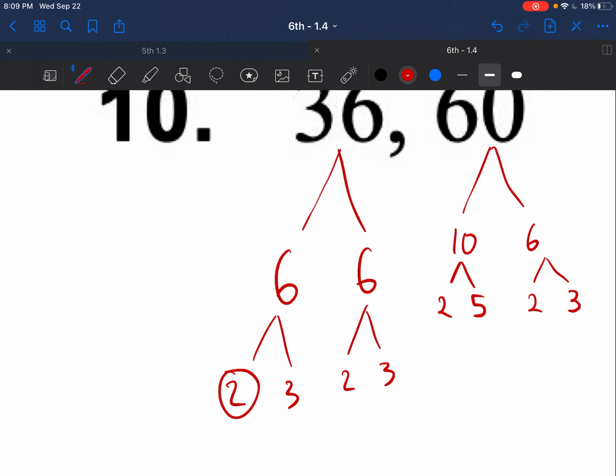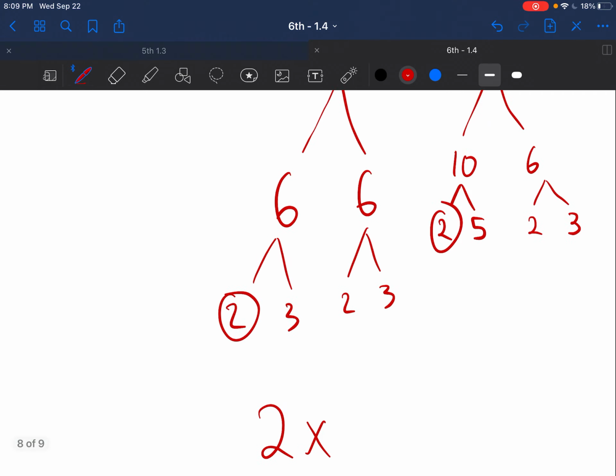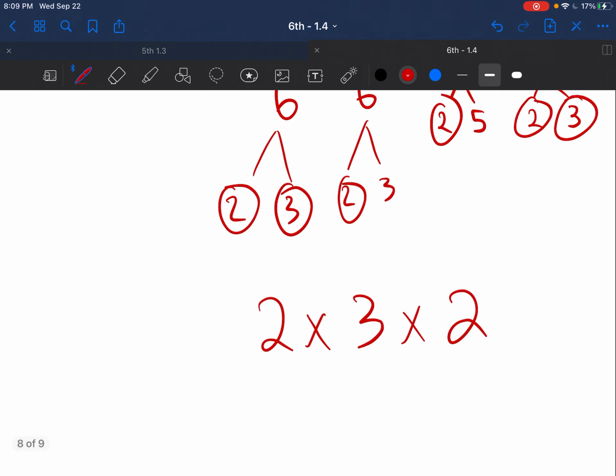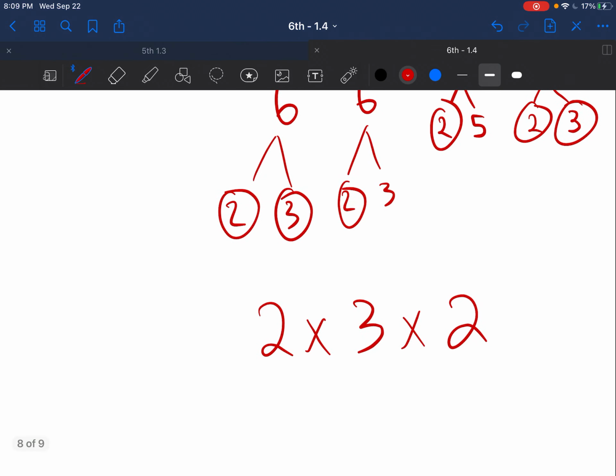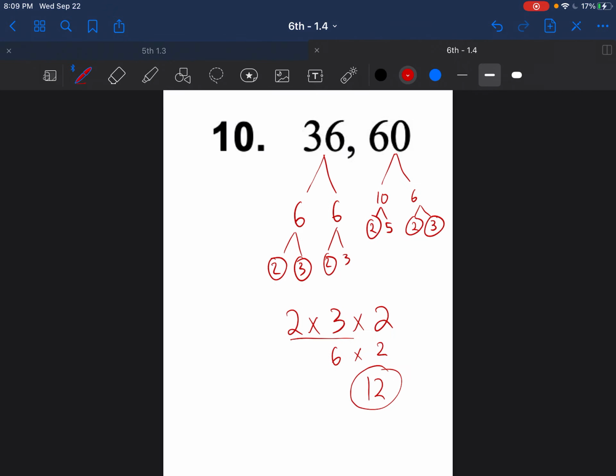There's a 1, 2 over here, 1, 2 over here. So we're going to do our first one. It's 2 times. We have a 3 over here. We have a 3 over here. That's times 3. Let's see if there's one more. There's a 2 over here, and then there's a 2 over here. So there we go. So now we just need to multiply this. 2 times 3 is 6. 6 times 2 is 12. So our answer for this problem is going to be 12. The greatest common factor for this problem is 12.